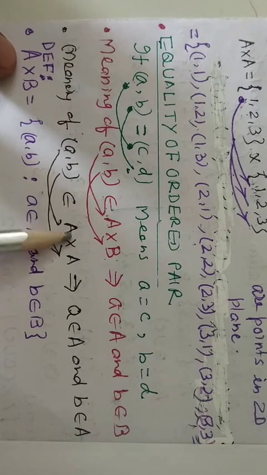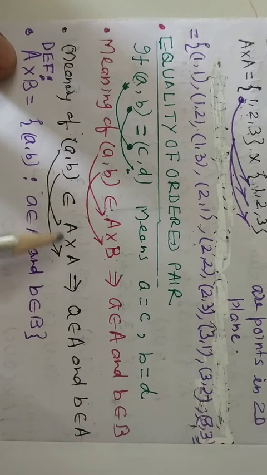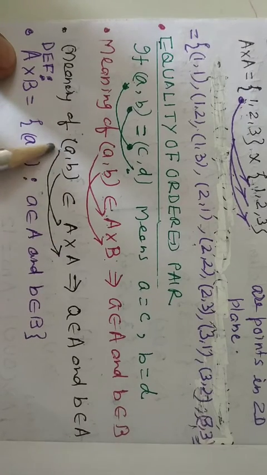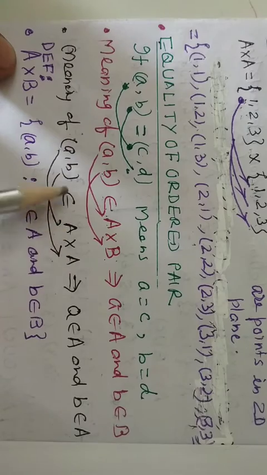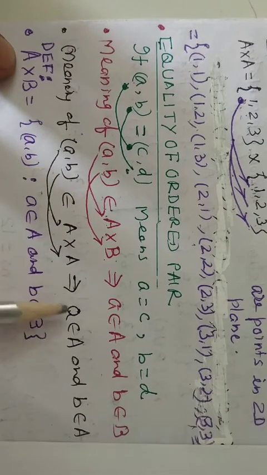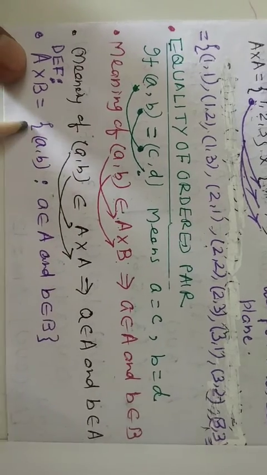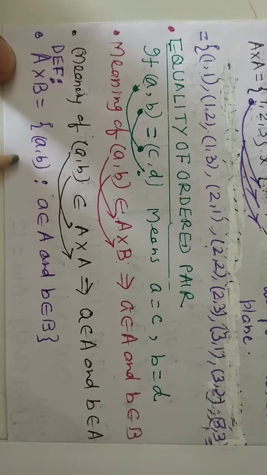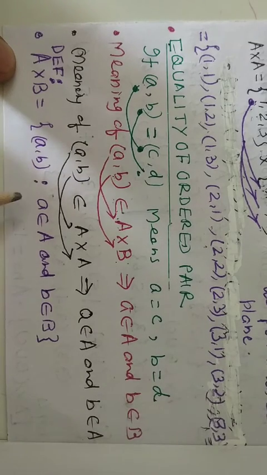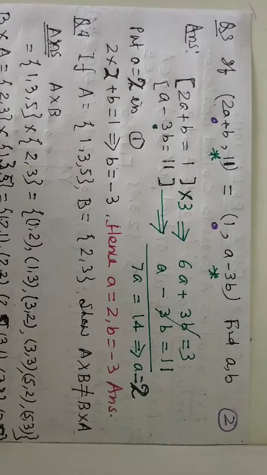Now the meaning of (a, b) belonging to A cross A: if both are A, then this a will belong to A and this b will also belong to A. So this is the meaning. Now A cross B, this is the definition mathematically: the collection of (a, b) such that a is a member of A and b is a member of B.